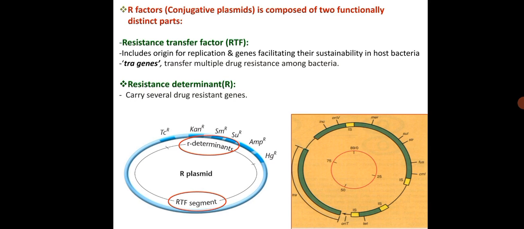R factor is composed of two functionally distinct parts. Resistance transfer factor, that is RTF, includes the origin of replication and genes facilitating their sustainability in host bacteria. Genes transfer multiple drug resistance among bacteria. And the resistance determinant, that is R region, carries several drug resistance genes.